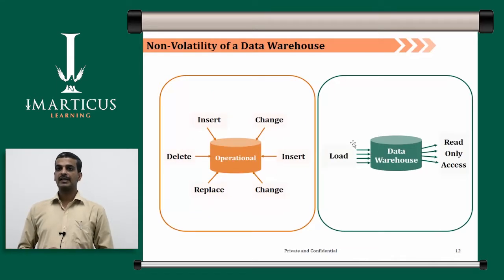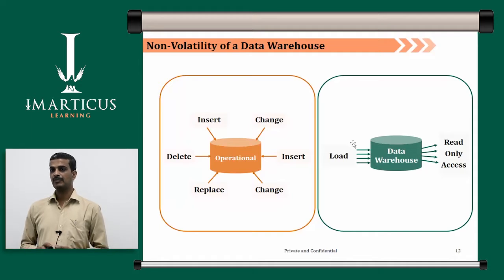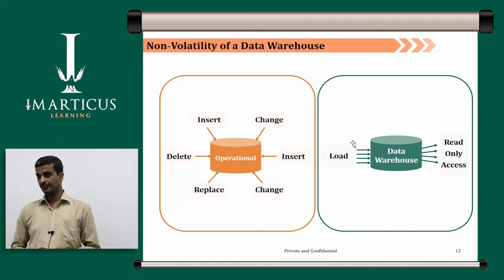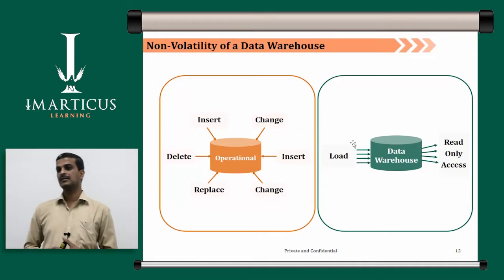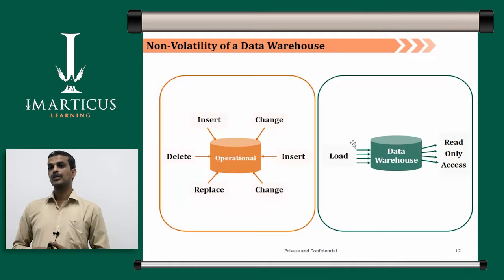This is the non-volatility nature of the data warehouse, where on the current transactional data, the OLTP data, you will be able to perform almost all these transactions like insert and change and replace and delete. Whereas in case of the OLAP data, the data warehouse data, you will be able to perform only the data load operations, and you will be able to write queries that will help you fetch the data and use the data for further analysis or reporting.